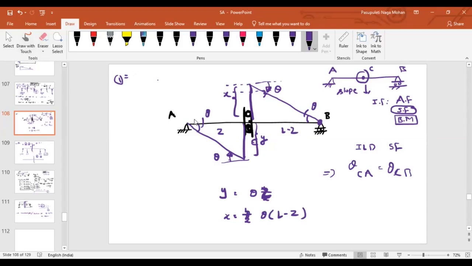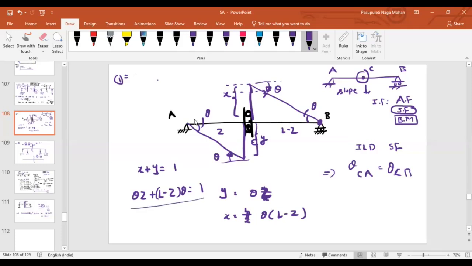As we talk about, we have to apply the unit displacement. That means if we add x plus y equal to 1, that means theta into z plus L minus z into theta, if we add these quantities, you should get it equal to 1.